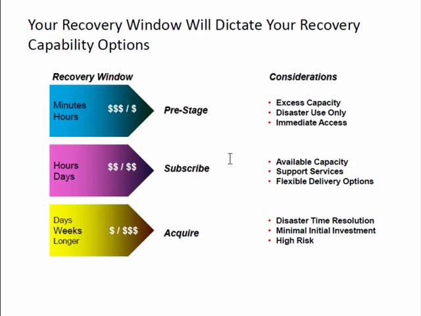The Considerations column on the right is indicative of the recovery categories. Pre-stage has dedicated disaster use-only equipment that is up and running at an alternate location and can be accessed immediately.